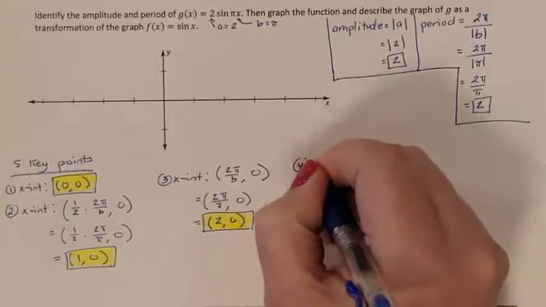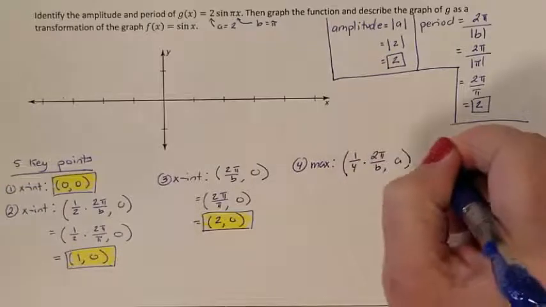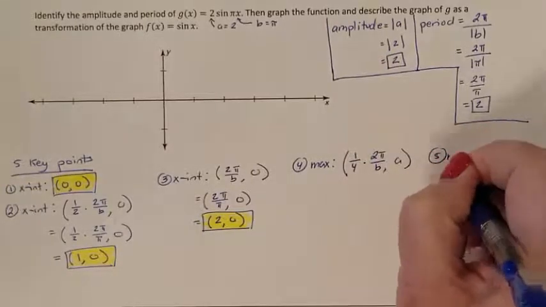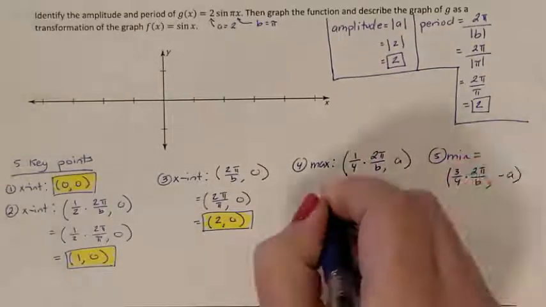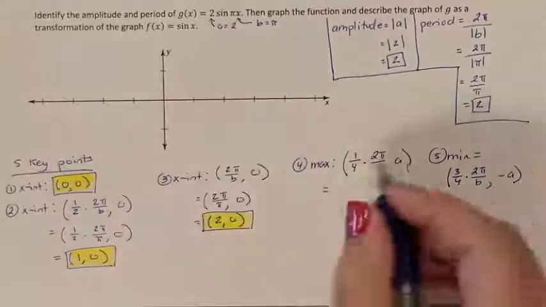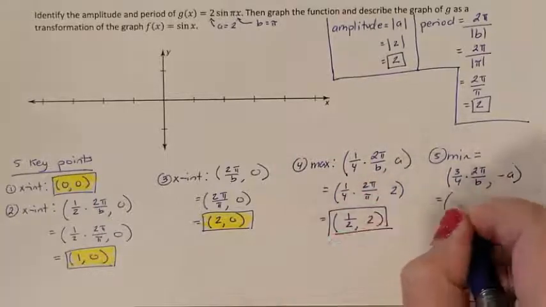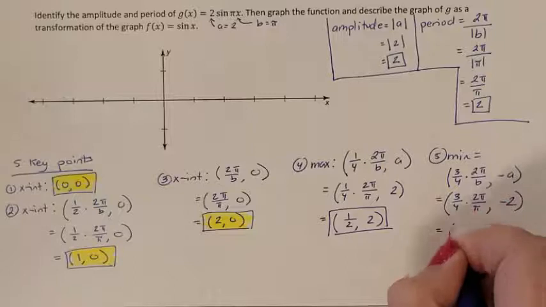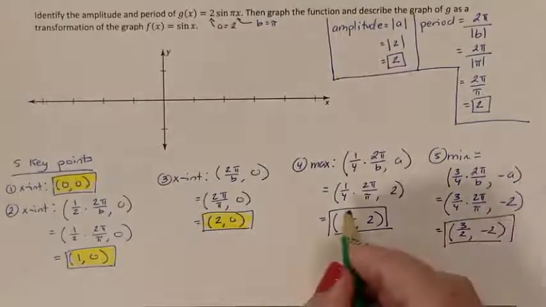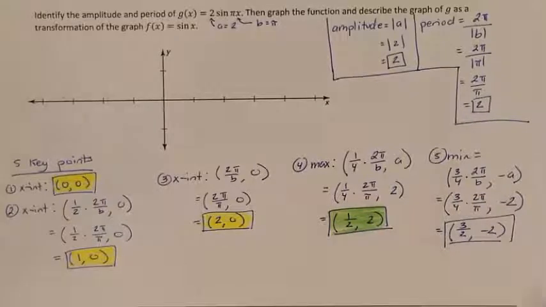Point 4 is your max, which is a formula, and our min, which is also a formula. Max and min both require a and b. A is 2, b is pi. So I just found my max, and I just found my min.